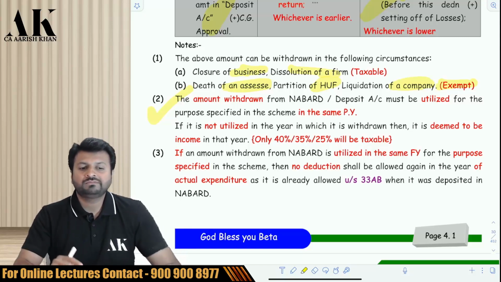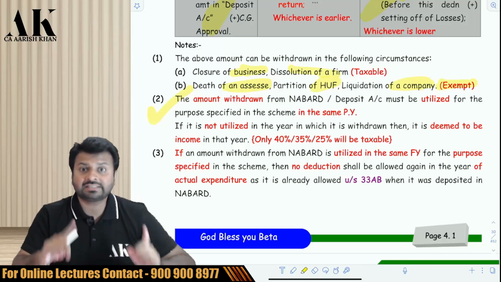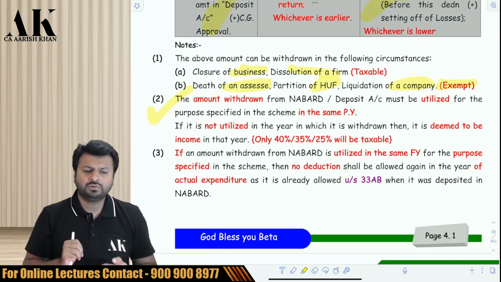Okay. So, when you withdraw the amount, you have to utilize it in the same year. If you do not utilize it in the same year for the specified purpose, then that will be deemed income. How much will be deemed income? 40%, 25%, 35%. Okay, fine.